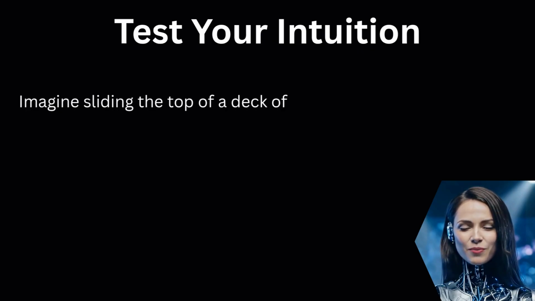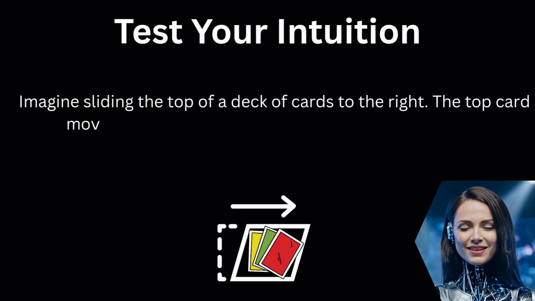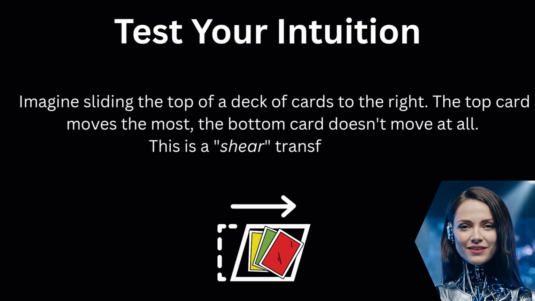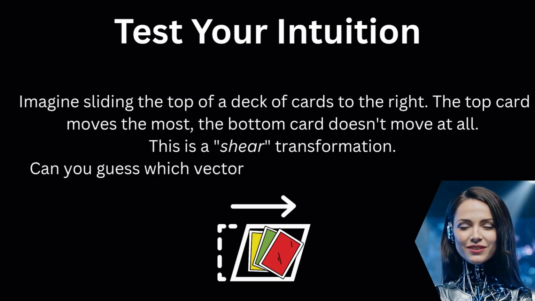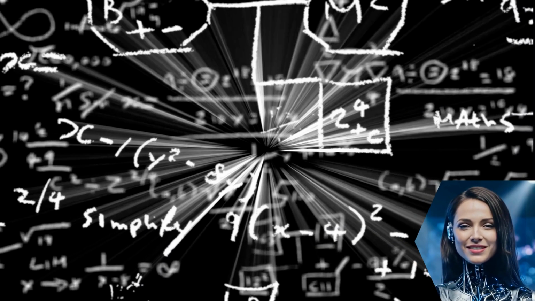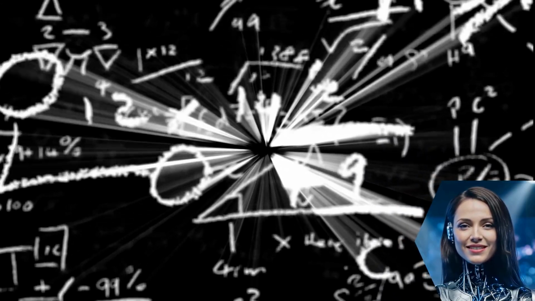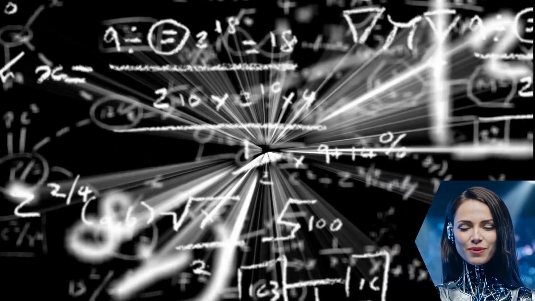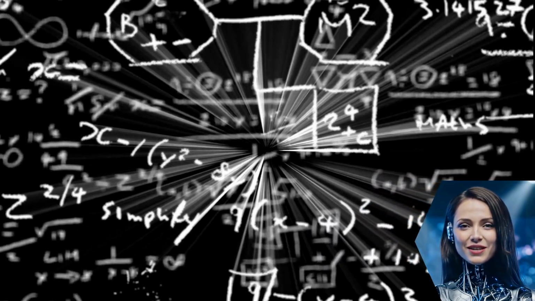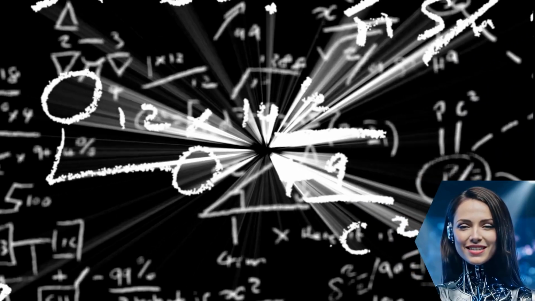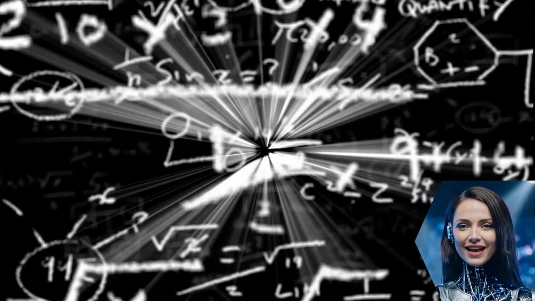Imagine sliding the top of a deck of cards to the right. The top card moves the most, the bottom card doesn't move at all. This is a shear transformation. Can you guess which vector direction would be an eigenvector? The secret language of AI isn't so secret after all. It is the elegant language of linear algebra, and now you understand two of its most powerful words. The next time you see a complex system change, ask yourself, what is staying the same? You might just be looking for an eigenvector.